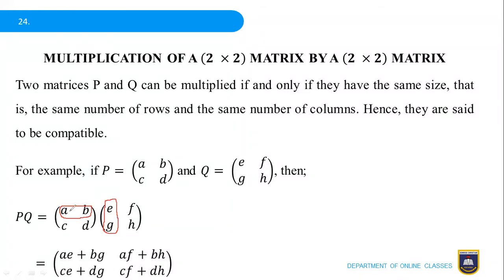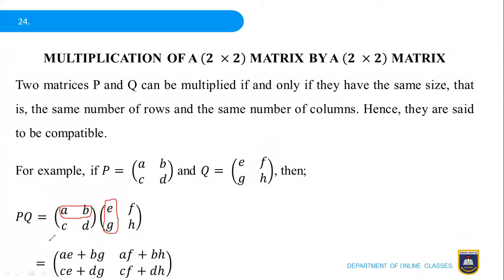So that your A times E will give you AE, plus your B will also multiply G, and that will give you BG. Again, your first row will also multiply the second column. So A times F will give you AF, plus B times H will also give you BH.